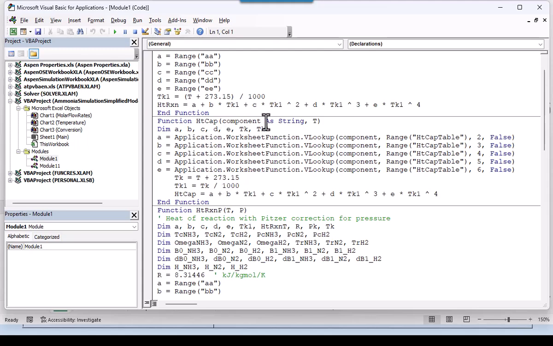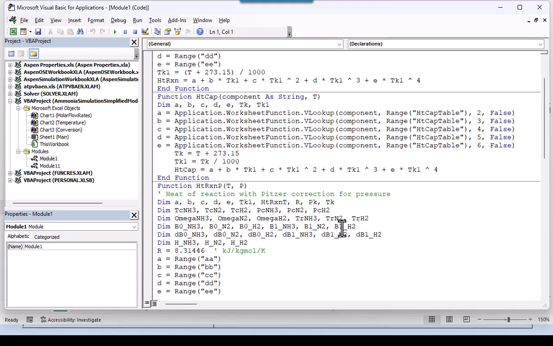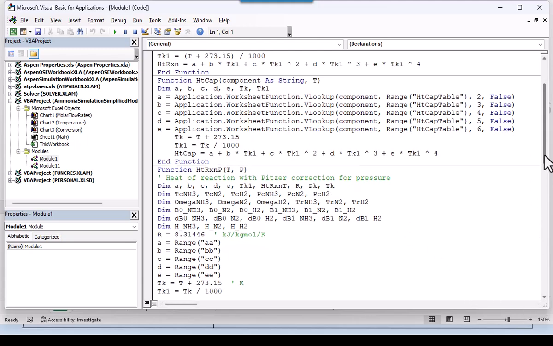And then we have a function here to calculate the heat capacities, where we supply a component name and then the temperature, and it computes the heat capacity for that temperature using coefficients that we have determined from the NIST literature or documents. And then we have the heat of reaction, including the effect of pressure.